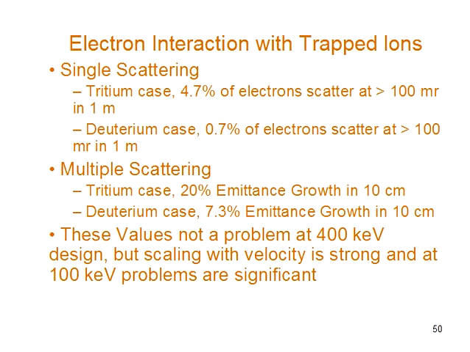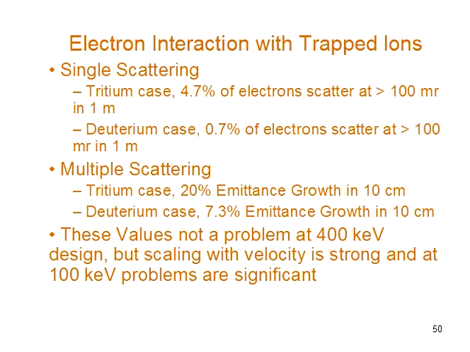However, those ions that are trapped within the electron beam will serve as scattering centers for the electron beam. For the tritium case, 4.7% of the electrons will scatter at greater than 100 milliradians in 1 meter. For the deuterium case, the situation is much better, as only 0.7% of the electrons will scatter by that amount over a 1 meter distance.